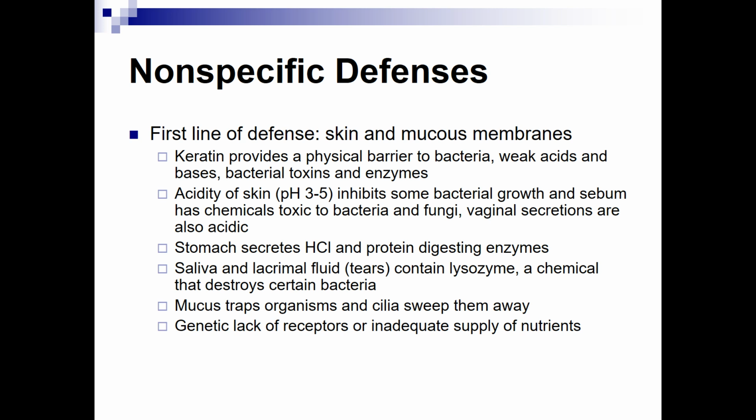So what does keratin do? It helps provide a physical barrier to bacteria, weak acids and bases, bacterial toxins and enzymes by making our skin waterproof. So it's in the stratum corneum, but excuse me, in that stratum granulosum layer is where the keratohyaline granules begin, and then they're secreted up into the stratum corneum, and then prevents the entry of any substances. The skin is also acidic, and what that does is inhibit some bacterial growth or fungal growth.